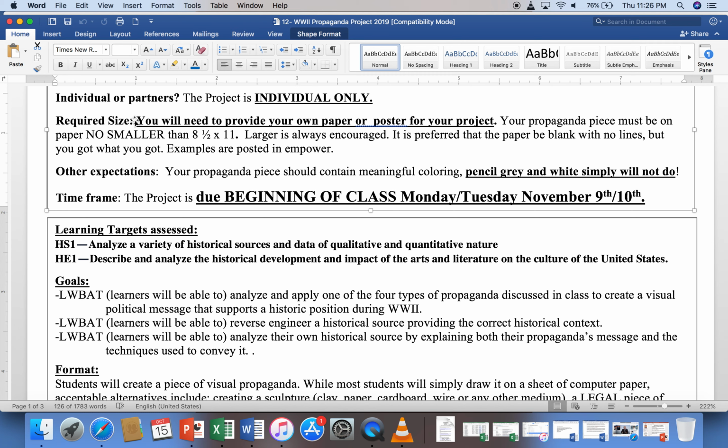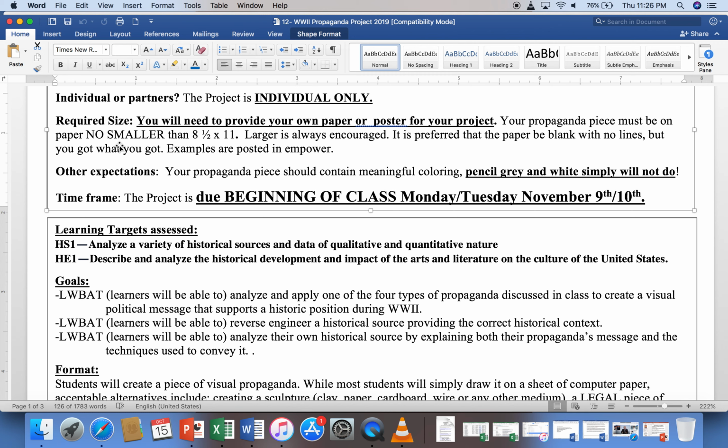Okay, so the required size. Pay close attention here. You're going to need to provide your own paper or poster for this project, and I'm pretty flexible on what you use. My only rule is this. Your propaganda piece must be on paper no smaller than 8.5 by 11. 8.5 by 11 is basically a standard sheet of computer paper or notebook paper. It can't be any smaller than that. So it has to be at least that big or bigger.